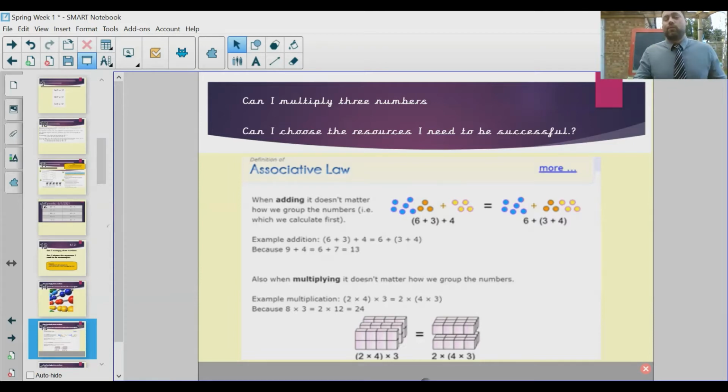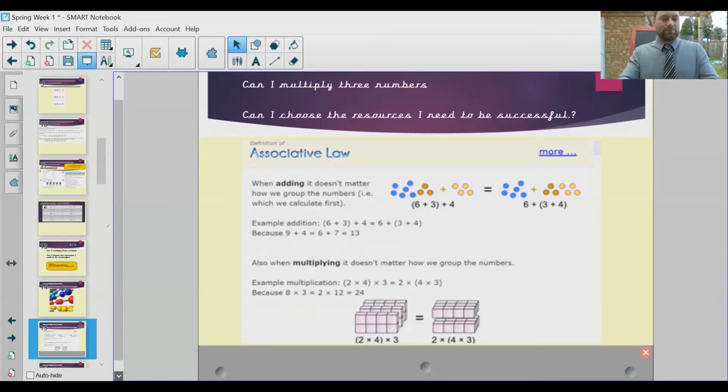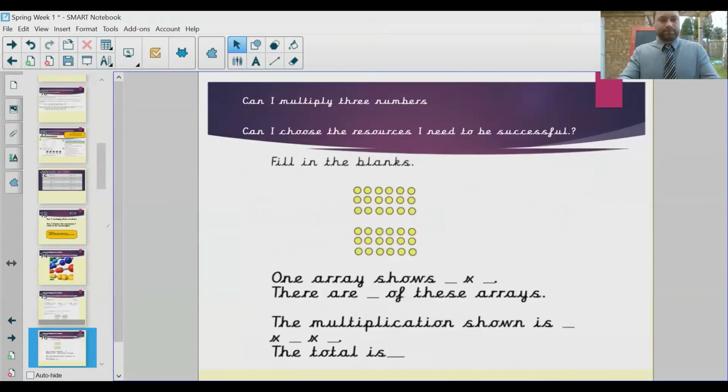So remember, when you're multiplying numbers, 3 numbers, or when you're adding numbers as well, because we're focusing on multiplying 3 numbers today, when you're multiplying 3 numbers, it does not matter what order you multiply them in. You'll always get the same answer, regardless of which order you multiply your answers.